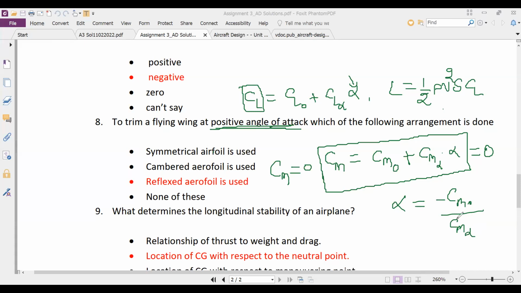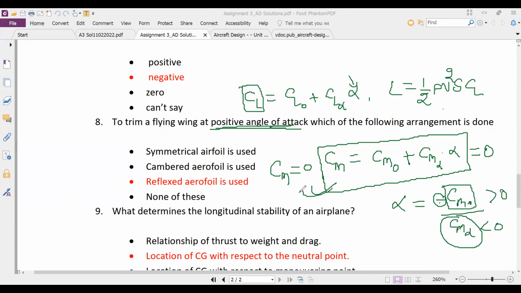Now what happens is, for a stable aircraft or a stable flying vehicle, Cm alpha is always negative, right? Then there is a negative number. This negative number becomes positive. Now Cm naught has to be positive so that alpha can be greater than 0. So this is the reason why Cm naught has to be positive to satisfy this equation.